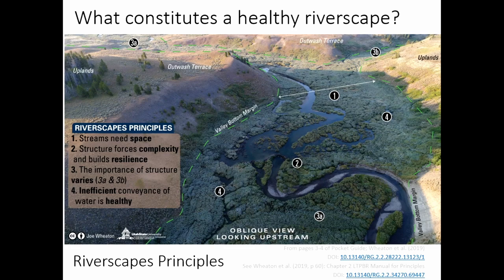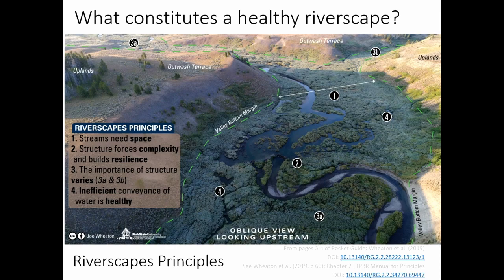And it depends. So this is an unconfined floodplain. Here's a confined floodplain. So streams need access to all the space that they have available to them, and that varies. There's different kinds of structure. There's wood, there's beaver dams, there's vegetation, there's rocks, but that structure needs to be there, and that structure forces the engagement of that stream with that space. So that structure forces complexity. It forces lateral and vertical complexity. And that results in flow inefficiency. So all these components must be there, and they must be connected to each other. And those are the components of a healthy riverscape.